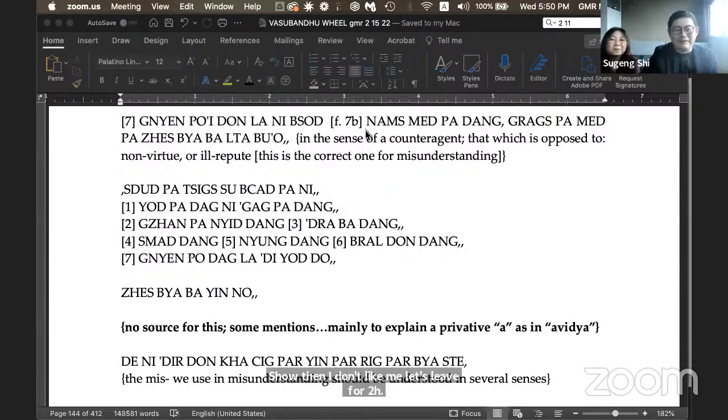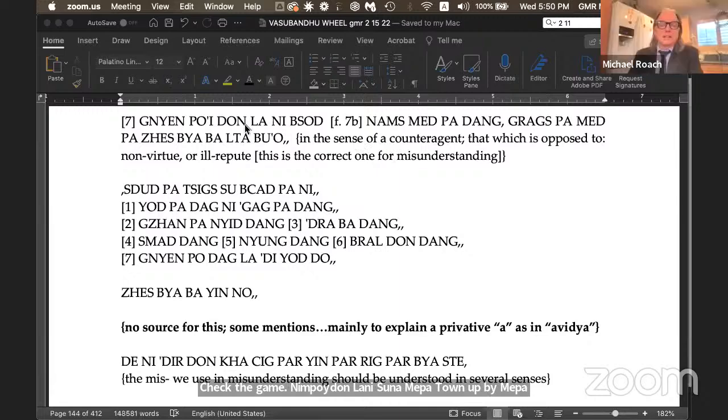Check Sugeng. Nyempo Dunlani Sunam Mepa Tang Dakpa Mepa Sejawa Tabuo. Yeah, so Nyembo here means in the sense of the opposite, right? And that's the most famous Nyembo that we deal with in our regular teaching schedule.